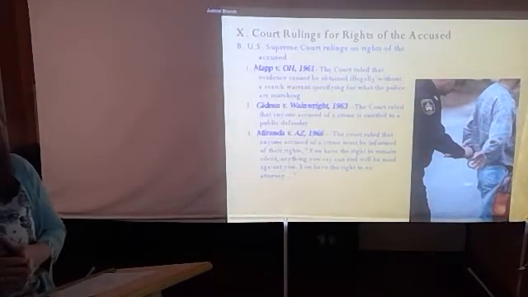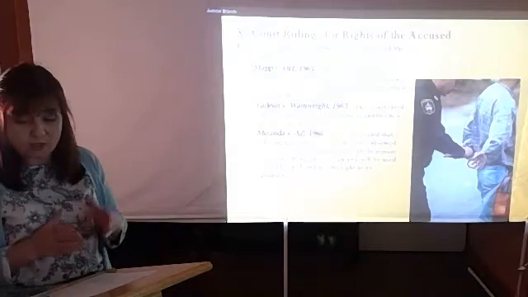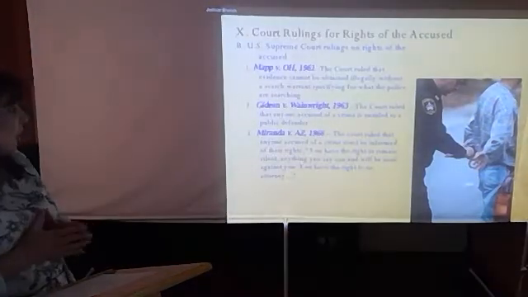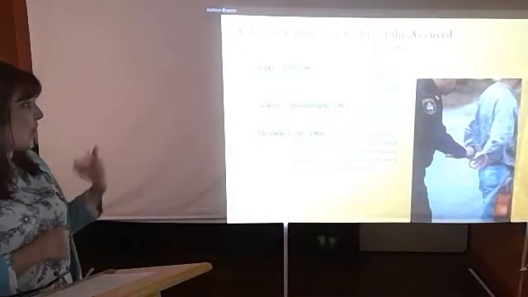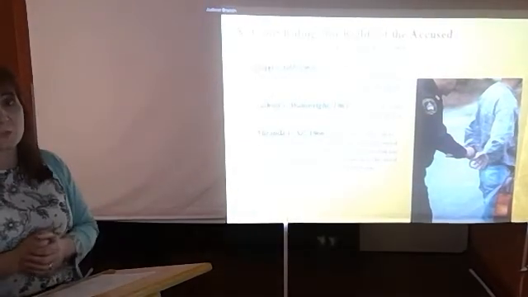There have been several Supreme Court rulings that deal with the rights of the accused. Mapp versus Ohio, 1961, says that evidence can't be obtained illegally. You have to have a search warrant that says what the police are searching for.